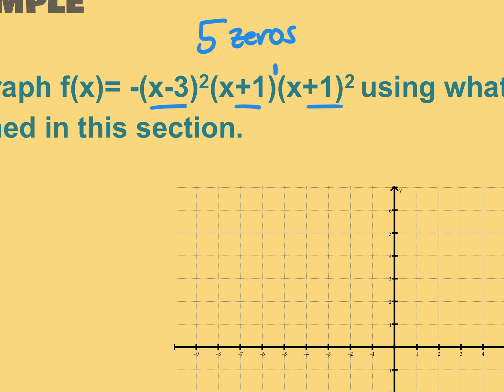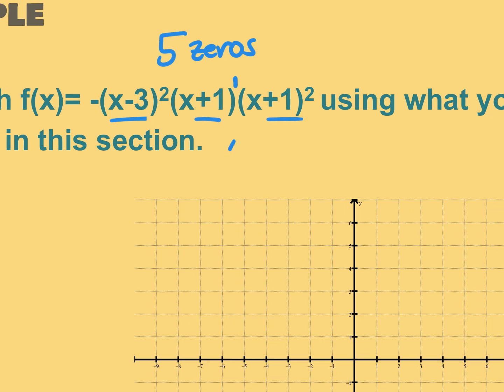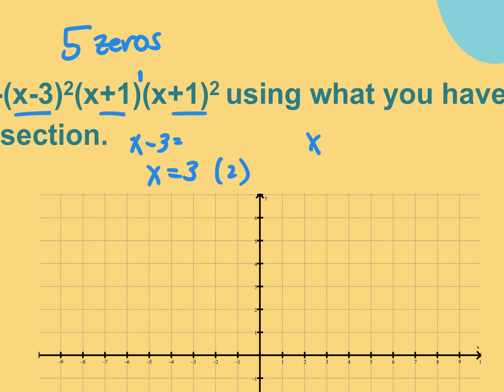But let's talk about these zeros. How many x minus 3s do I have? 2. So I have x equals 3 two times. How many x plus 1s do I have? 3. Okay, so I have this 3 times.